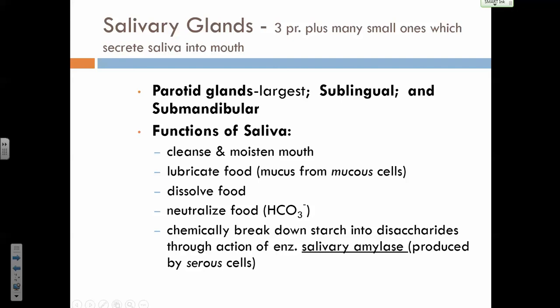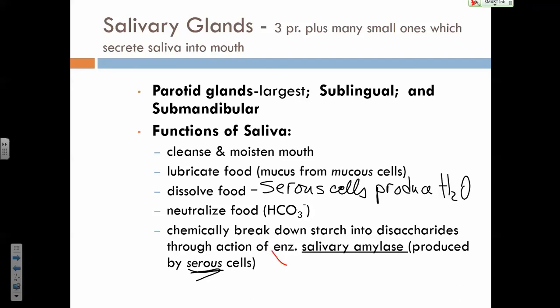All right, it lubricates the food so it's easier to swallow, because in the salivary glands you have mucus cells that produce the mucus. You have serous cells that produce water, and that water can be used to dissolve the food. The serous cells are also involved in producing an enzyme. Okay, and so here's our first enzyme in the digestive tract.